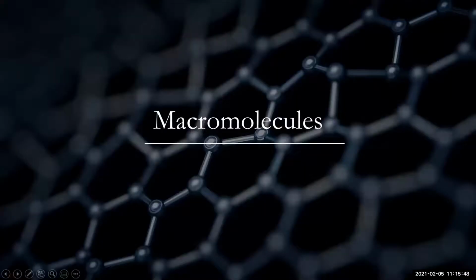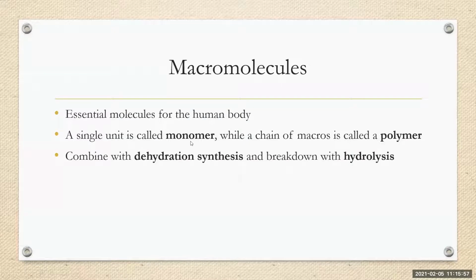Okay, so once these atoms combine, they form what's called molecules. In the human body, there are 4 big major macromolecules. The essential molecules for the human body: a single unit is called a monomer, while a chain of those units is called a polymer. These chains are formed with a process called dehydration synthesis, which is essentially, by taking out water, 2 things combine. And they break down with something called hydrolysis. By adding the water, they separate.